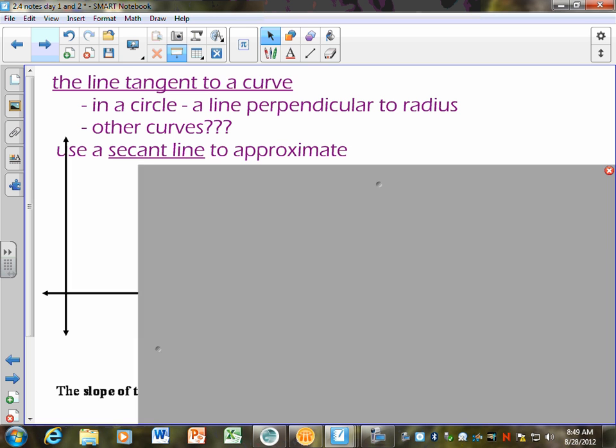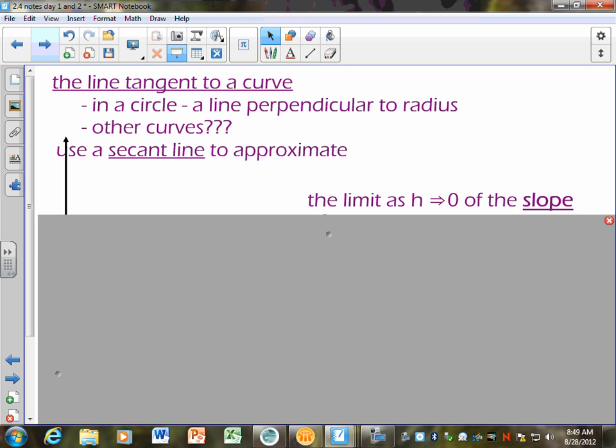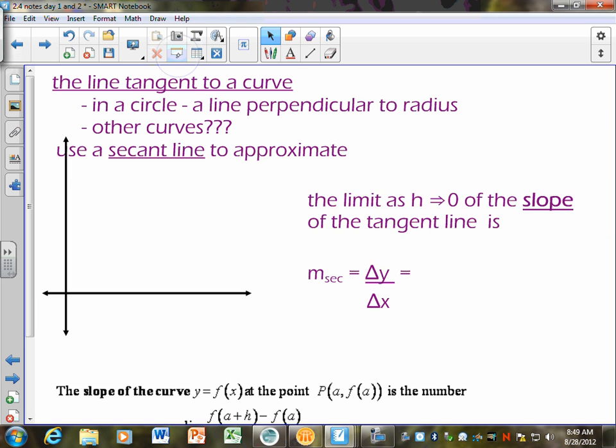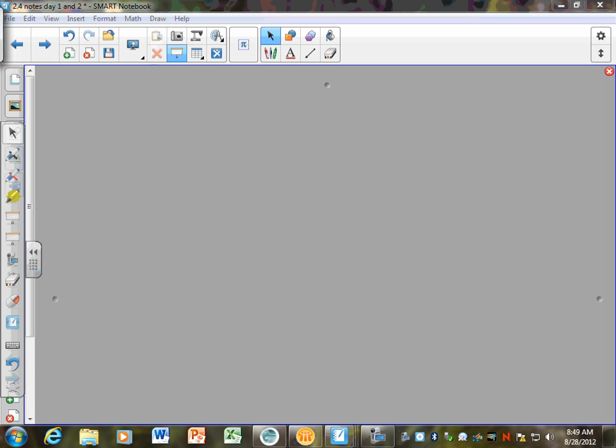So let's see if I can try not to, okay, I need to double, can I double page this? How do I do that? Dang it.